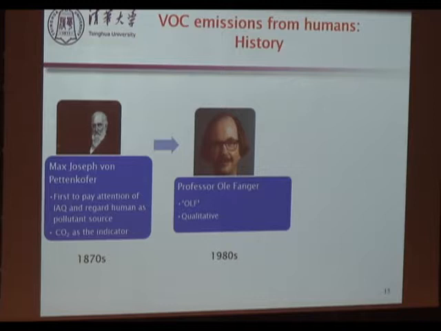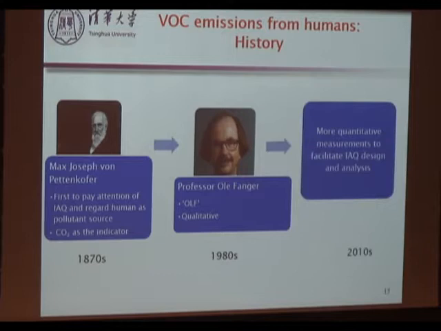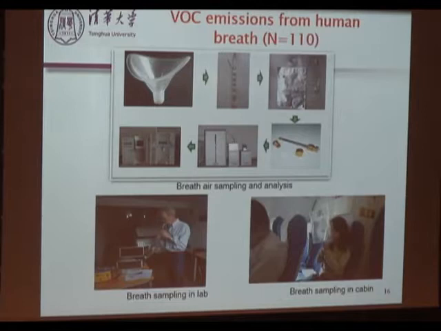For further indoor air quality design and analysis, we really need quantitative data. That's why we need more measurements to quantitatively understand what chemicals are emitted from ourselves. That's the goal, and we try to separate this into two parts. First, we look at the easy part, which is the emissions from human breath. We need to develop a system to get air out of our breath and bring that into the lab, and then we can get the chemical analysis results. You can do the sampling in the laboratory, which is very easy, or you can also do that on the aircraft cabin. That's also very easy. These two pictures show how to do that.